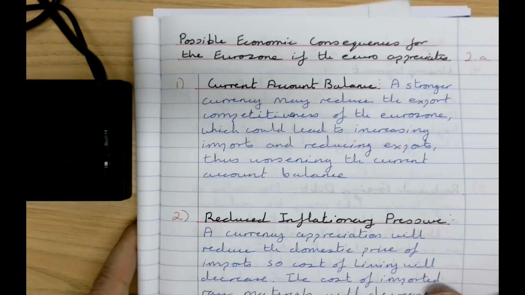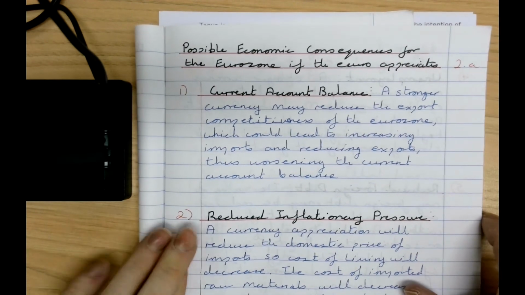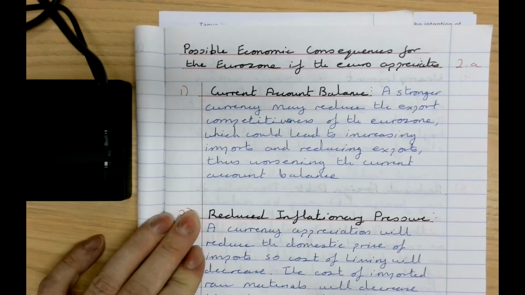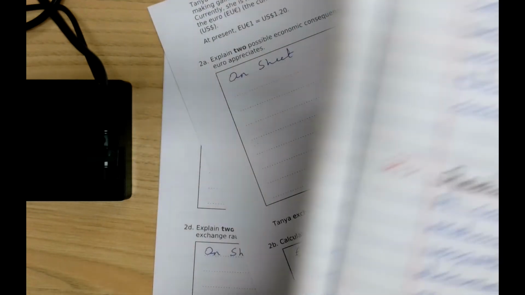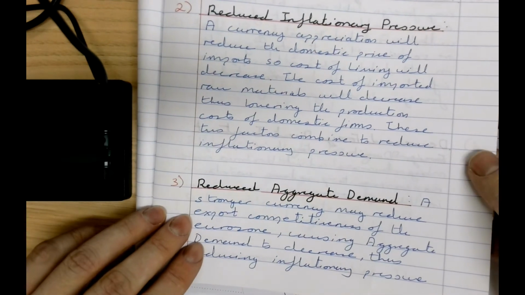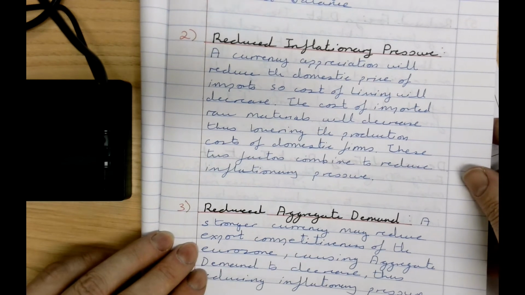Well, the first thing is the current account balance. If the euro gets stronger, a stronger currency may reduce export competitiveness of the Eurozone, which could lead to increasing imports and reducing exports, thus worsening the current account balance, and that is absolutely 100% true. Keep that in mind. You can't really talk about exchange rates and not talk about the balance of payments.